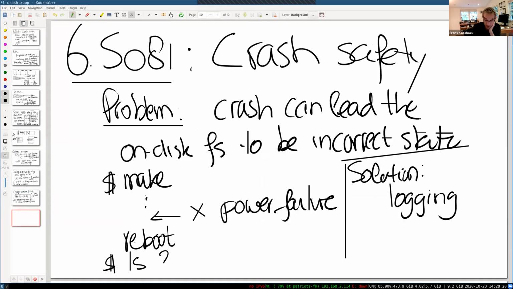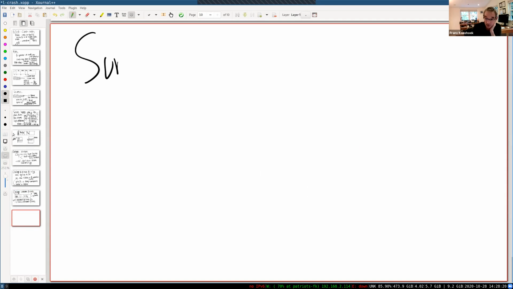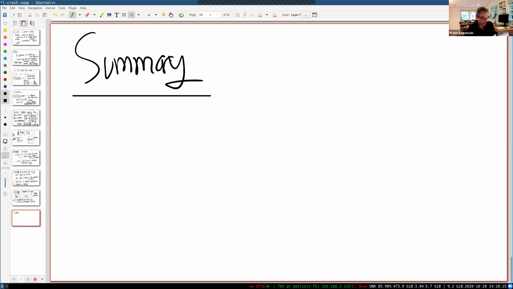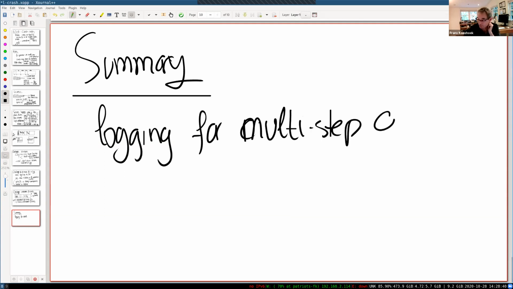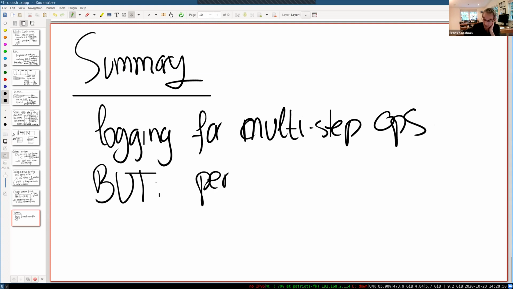I'm starting to run out of time, so let me wrap up here. In summary, what we talked about is logging as a solution for crash safety, or really for multi-step file system operations. What we've seen so far works great for crash safety, but performance is the issue, and that's going to be the topic for Monday. As you read the ext3 file system paper for Monday, that's the thing you should be thinking about.